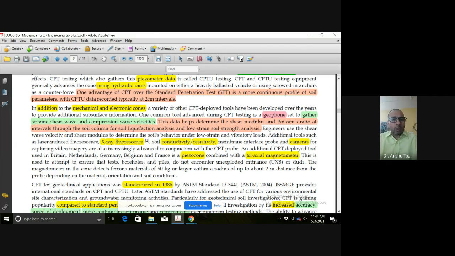वो soil earthquake के time क्या वो liquefy होगी या वो नहीं होगी, that can only be evaluated by shear wave velocity and compressional wave velocity. So that can be evaluated using a geophone.